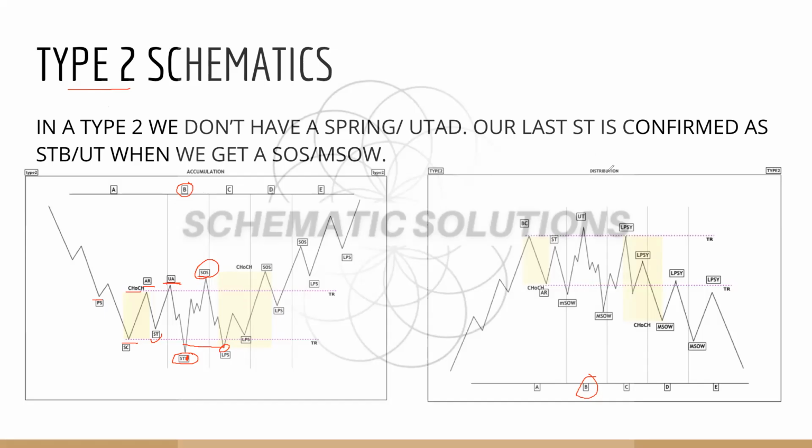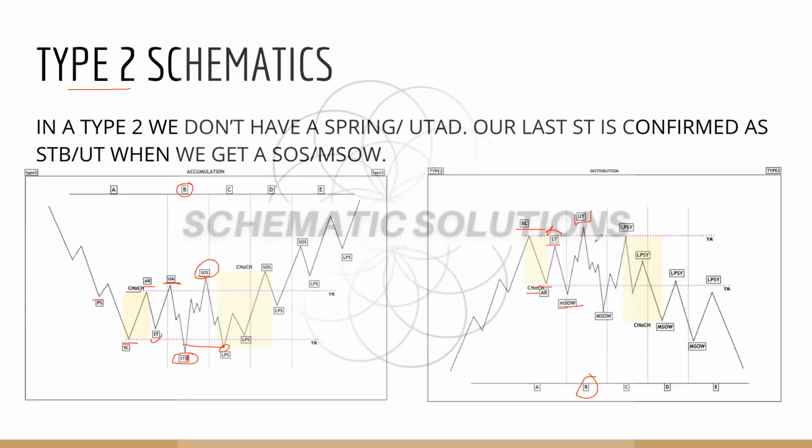So now for a type 2 distribution, we have our buying climax to our AR, which gives us our change of character. We have our secondary test testing supply from our climax. We have our first minor sign of weakness. And then from our minor sign of weakness, we push up to our secondary test in phase B, which is our up thrust in distribution.